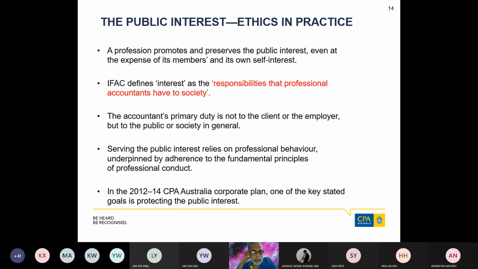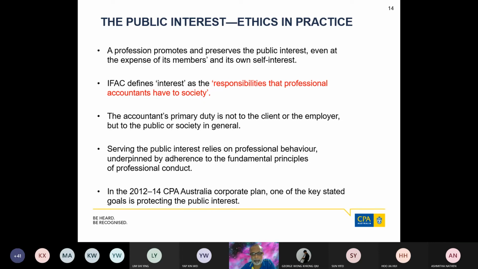Your primary duty is not to your client or to your employer. If you're working for yourself, you have clients. If you're working for someone, you have an employer. But the guidance from the professional body is that your primary duty is not to the client or the employer, but to the public or society in general.